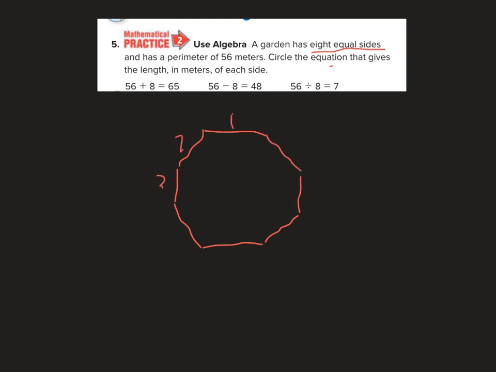1, 2, 3, 4, 5, 6, 7, 8. Okay, so we've got 8 sides here. And we know if we add up all those 8 sides, it's going to equal to 56. And we know that each side is the same length. So therefore, if I say 56 divided by 8 equal sides makes each side equal to 7 meters. 7 meters. So this is the equation that we would want.